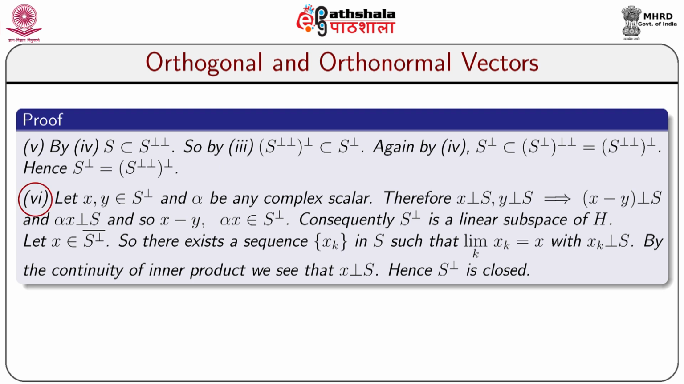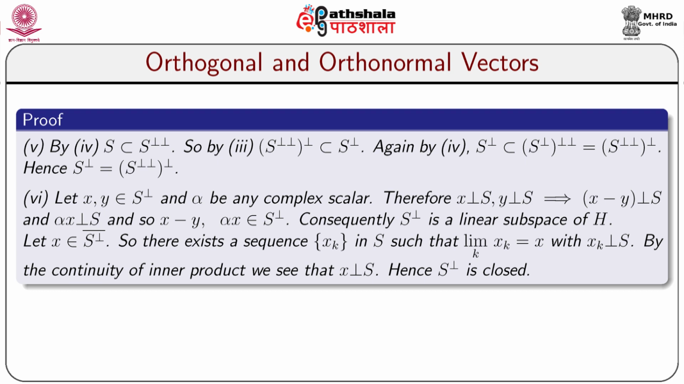For 6, let us take x comma y belonging to S perpendicular and alpha be any complex scalar. Therefore, x is perpendicular to S and y is perpendicular to S. That means x minus y is perpendicular to S and alpha x is perpendicular to S. So, x minus y and alpha x belong to S perpendicular. Consequently, S perpendicular is a linear subspace of capital H.